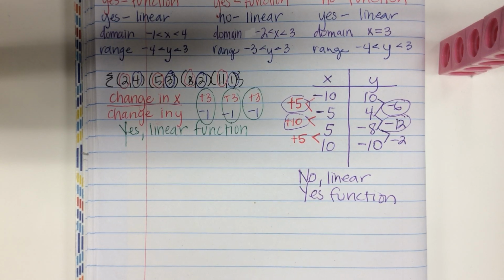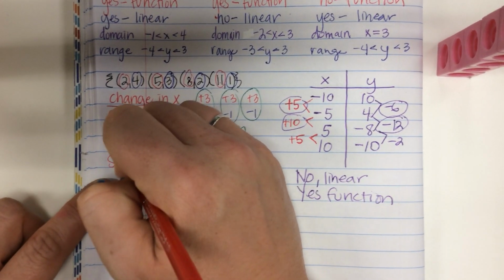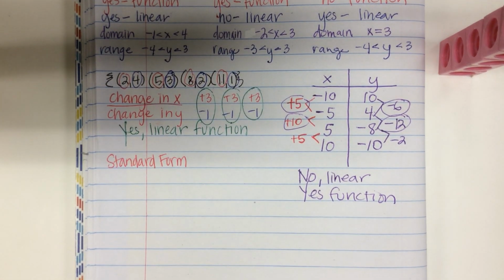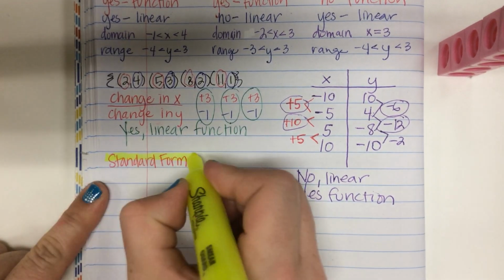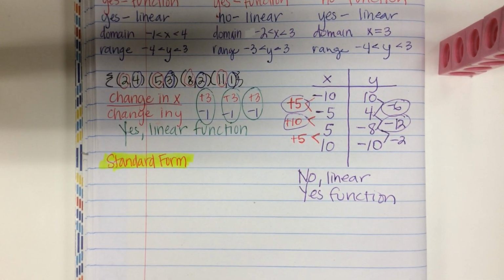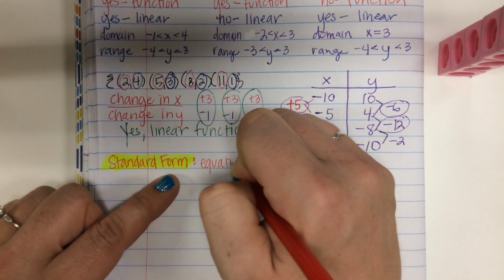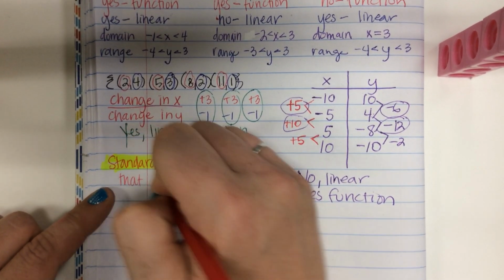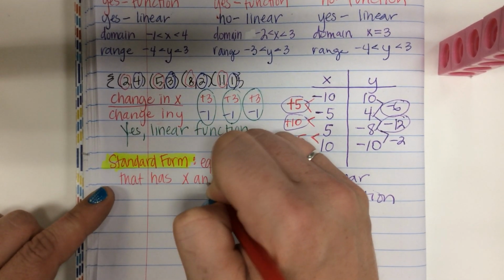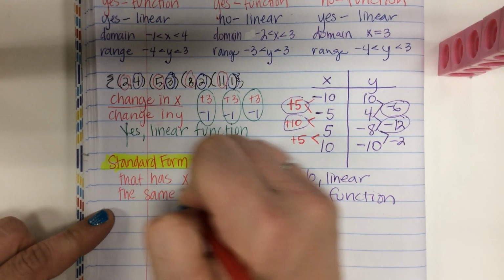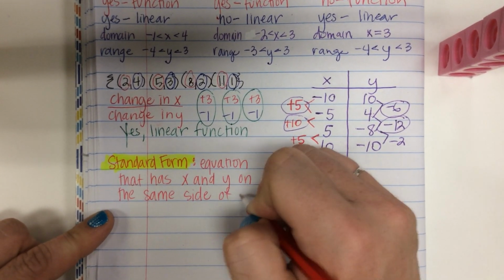The last thing that's in this part is something called standard form. I shouldn't say the last thing. It's the last new thing. Besides linear function, it being linear, standard form is new. Standard form is an equation that has x and y on the same side of the equal line.